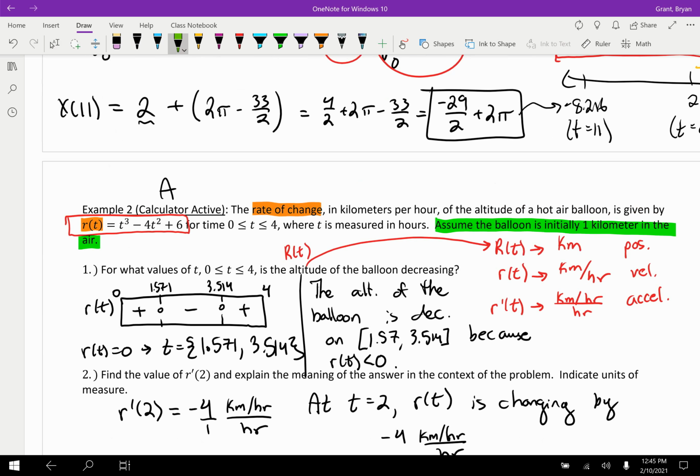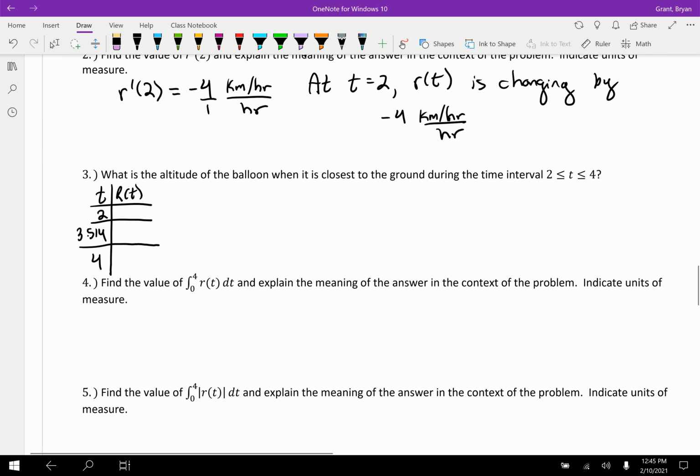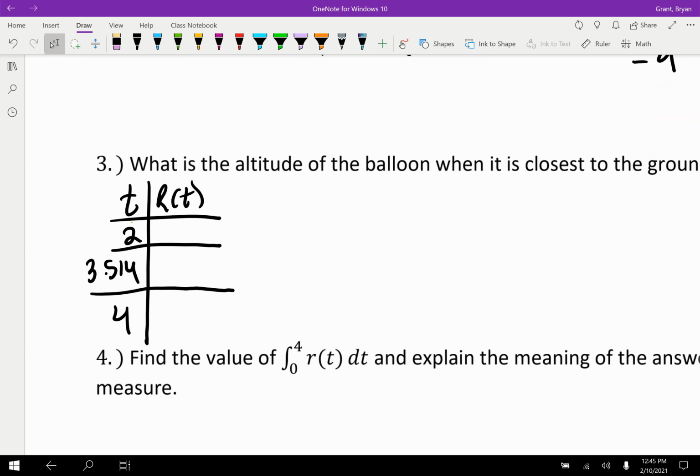And so the way we'd interpret that is capital R of 0, so initially at a time of 0, we are 1 kilometer in the air. And that is very important. R of 0, and we want to find R of 2, and then R of this, and then R of that. So you're probably going to have to write a little small here, but that's okay. So let's work with just R of 2 first. And remember, we know that R of 0 is 1, and we want to find R of 2.